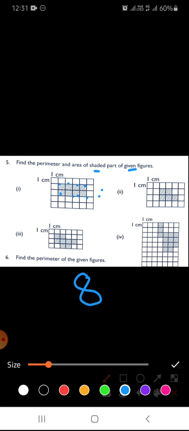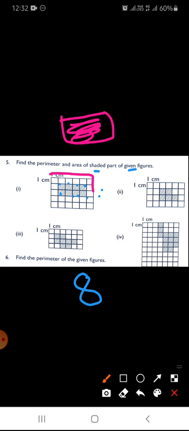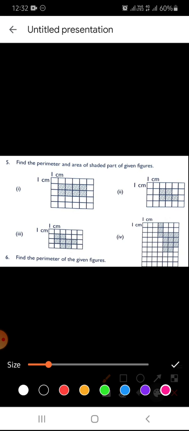8 blocks. And you know what is the formula for finding the perimeter? Means what is the meaning of perimeter? Perimeter means the outer boundary. Perimeter means the outer boundary of any figure. Sum of the outer boundary is known as the perimeter, and area is the region enclosed within that figure. It is what? Area. Now in these figures also you have to find the perimeter and area.